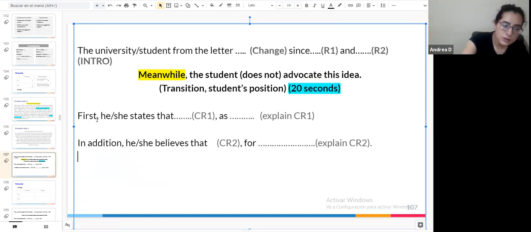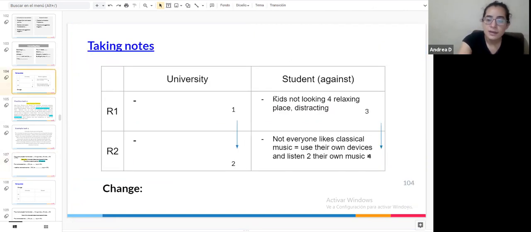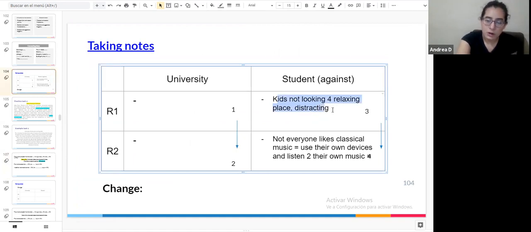You're gonna say, first, you're transitioning there to begin with, to start. He states that, and then you tell me the reason. So he states that most kids are now looking for a relaxing time. Instead, they want to prepare and study for exams. Therefore, this would be a distraction for them, okay?